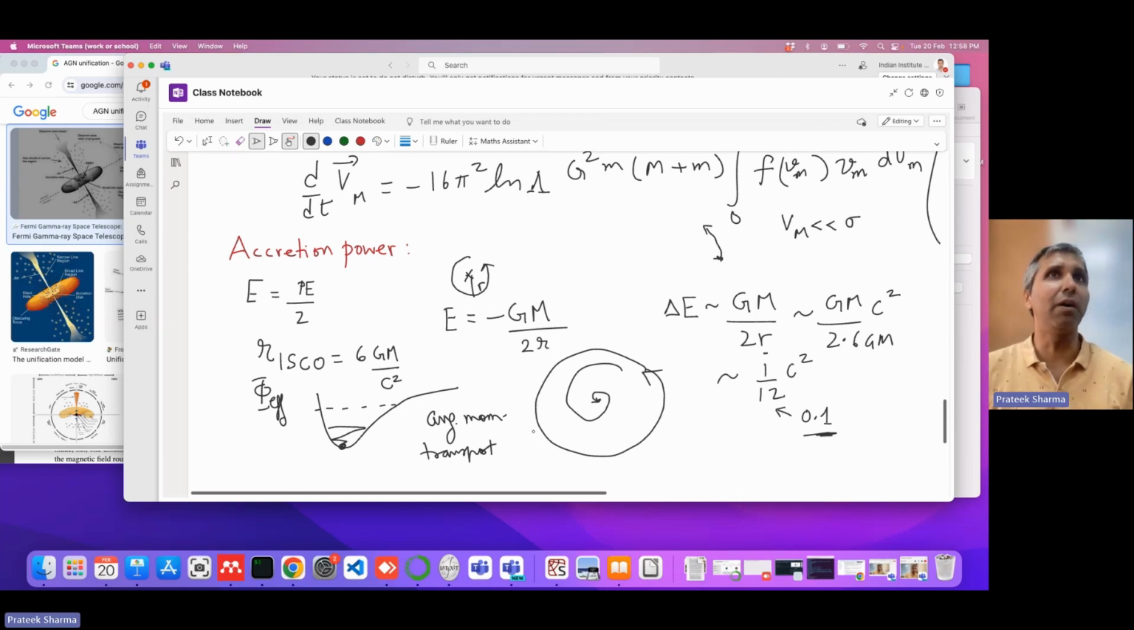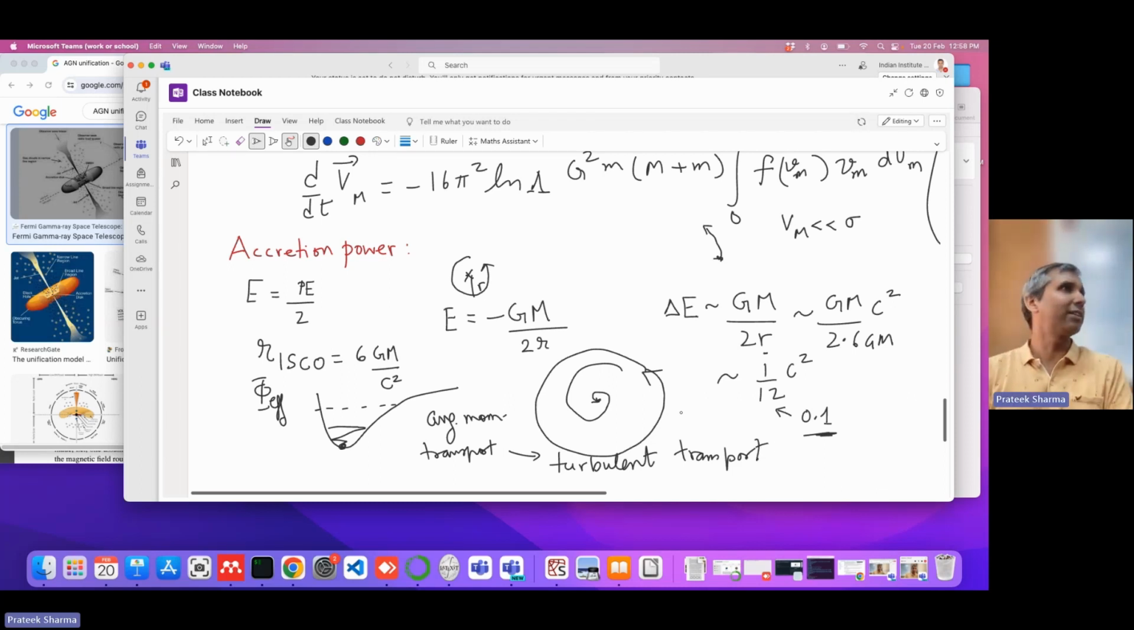What people think now, the present understanding, is that some sort of MHD turbulence is responsible for fast angular momentum transport. If you have friction due to molecular viscosity, that is just too small. So some sort of turbulent transport is necessary for this to happen.